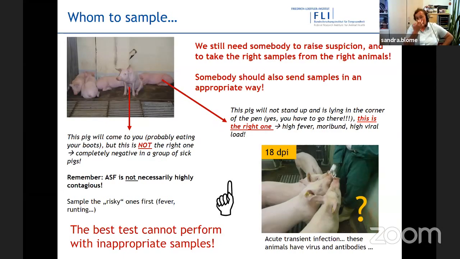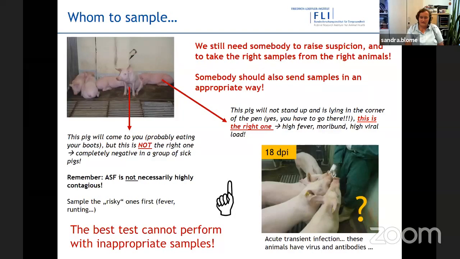Let's have a look at the right-hand side in the lower corner, the pigs that are in the back of the picture. The one that is on the right side, this pig will probably not stand up. It's lying in the corner of the pen. Yes, it's the one that you have to go and sample. It may be deep in the shed, but this is the right one. It has high fever. It looks like a moribund animal, and it also has a high viral load. In this case, you detect the disease.